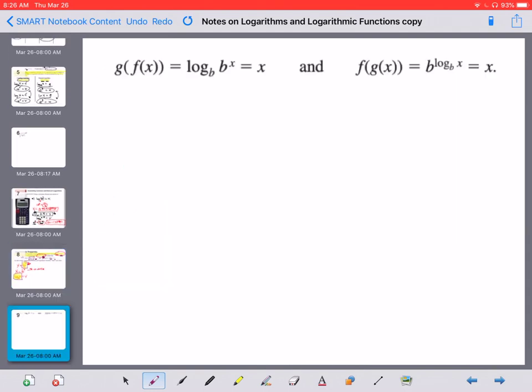So I just rewrote what was on the previous page right here, and basically in order to make this equal just x, the two numbers here have to be the same, and then the exponent of this particular base has to be the same as this number right here. Okay, so let's look at an example. Let's let b equal 2 and x equal 3. Okay.